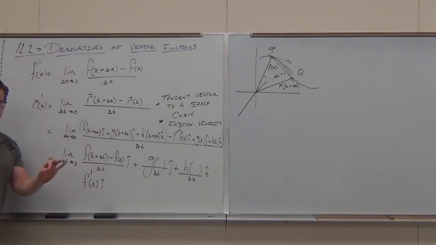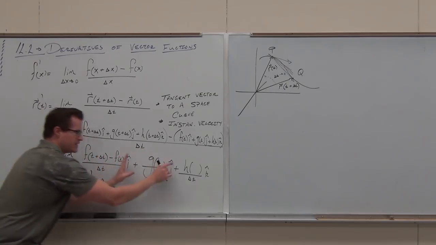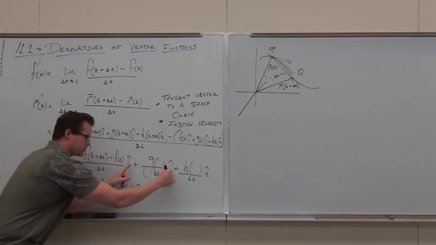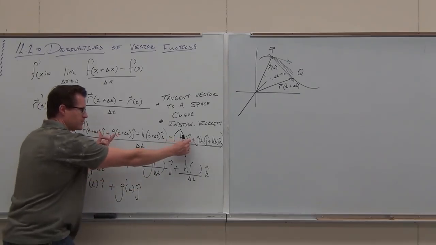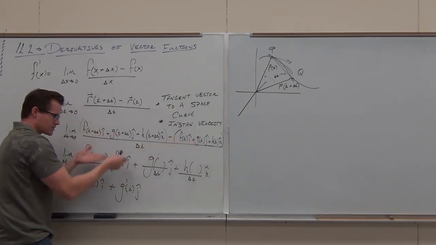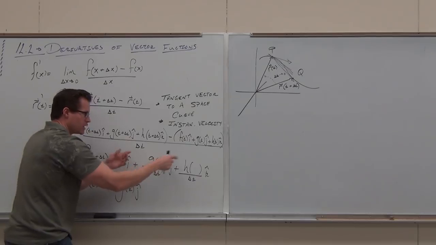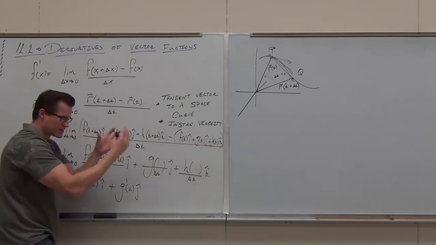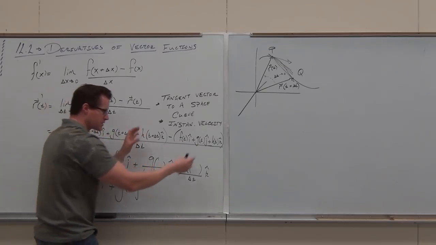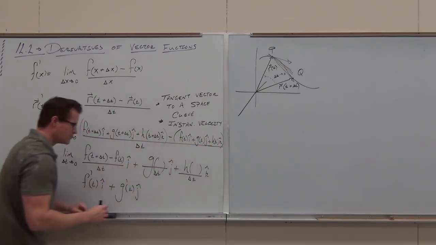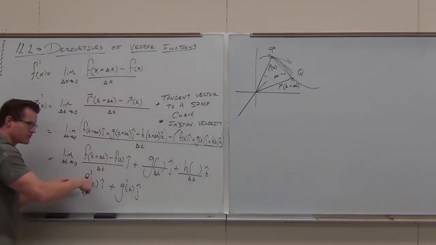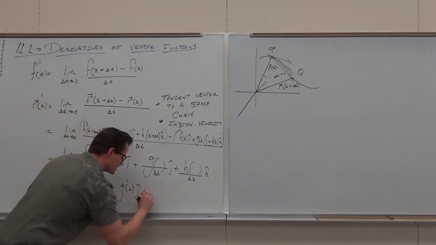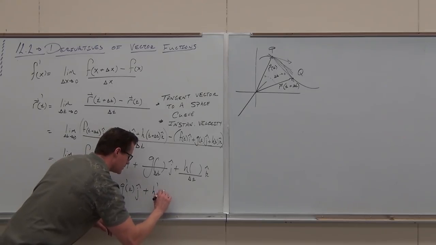Did you guys catch it? The limit of this has to be g prime of t with the j. We got the j's from here and here. We grouped our i's, there's the i. We grouped our j's, there's the j. We grouped our k's, there's the k. We had our f's in the same spot because they're f components, g's in the same spot, they're g components, and then h in the same spot, they're h components. And this is the definition of a derivative of a function with respect to t, and then g, and then h.